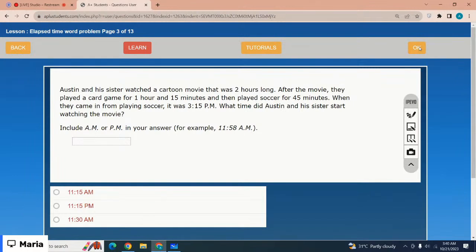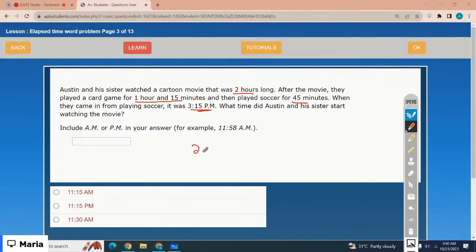Austin and his sister watched a cartoon movie that was 2 hours long. Then after the movie, they played a card game for 1 hour and 15 minutes, and then they played soccer for 45 minutes. When they came in from playing soccer, it was 3:15 p.m. What time did Austin and his sister start watching the movie?